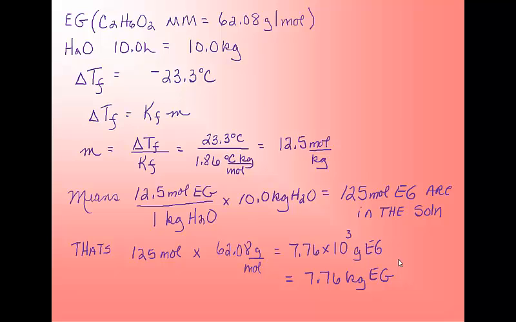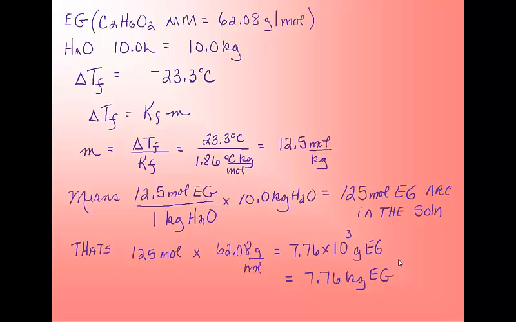Well, I have 10 kilograms of water, so how many moles of ethylene glycol do I need to put in my 10 kilograms of water to get 12.5 moles per every 1 kilogram? That's 125 moles of ethylene glycol I'm going to need in order to make the proper solution to freeze at a negative 23.3 degrees Celsius.